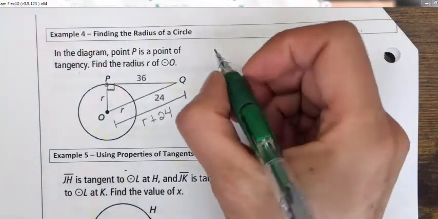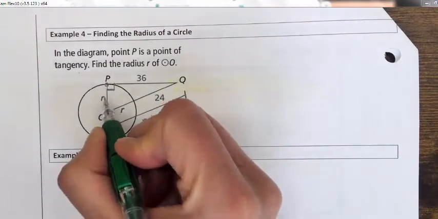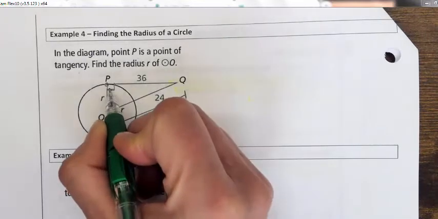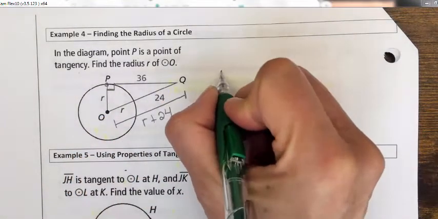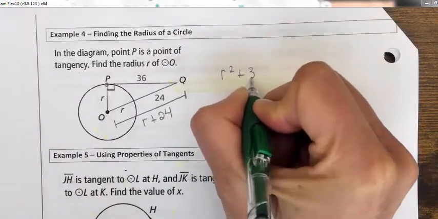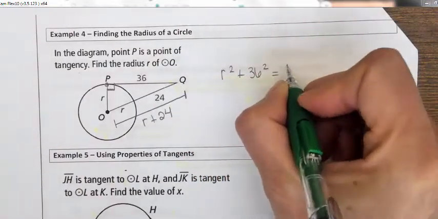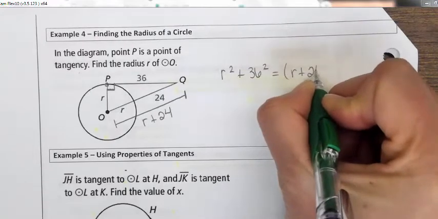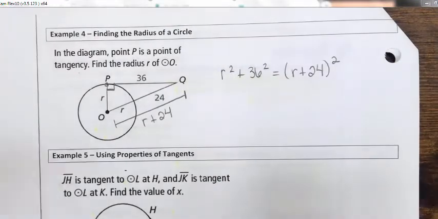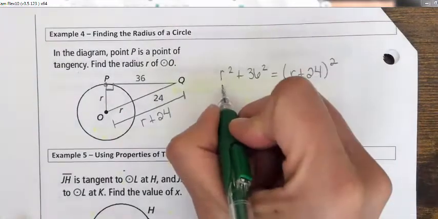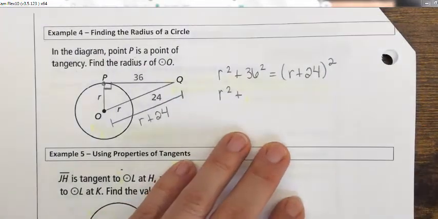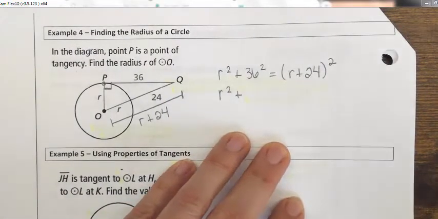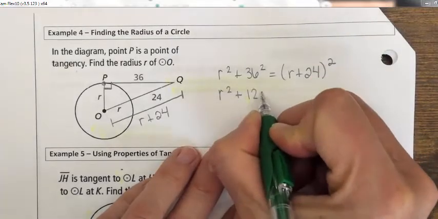Okay, so I'm going to do leg squared plus leg squared equals hypotenuse squared. Hypotenuse has to be opposite that right angle. So we'll do R squared plus 36 squared has to equal R plus 24 squared. All right, so R squared plus, now what's 36 squared? Just using my calculator here. 1,296.